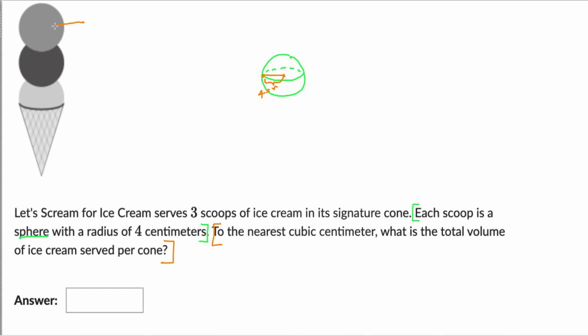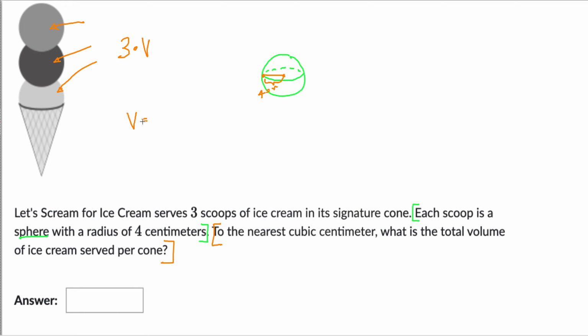So that means that we would need to find the volume of this one, and this one. Here's your 3 scoops, but all 3 scoops are exactly identical. So it's just going to be 3 times the volume of 1. So now we need to find the volume of 1, right? So what's the volume of 1? Well, it tells us that it's in the shape of a sphere.